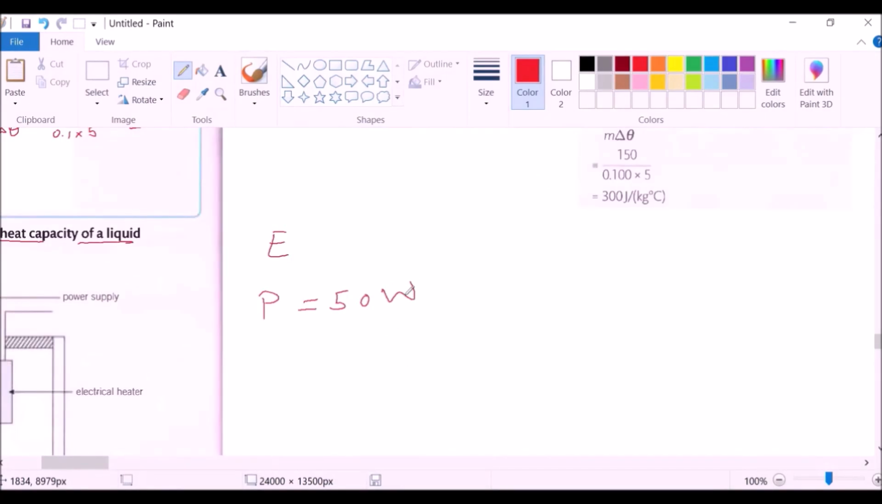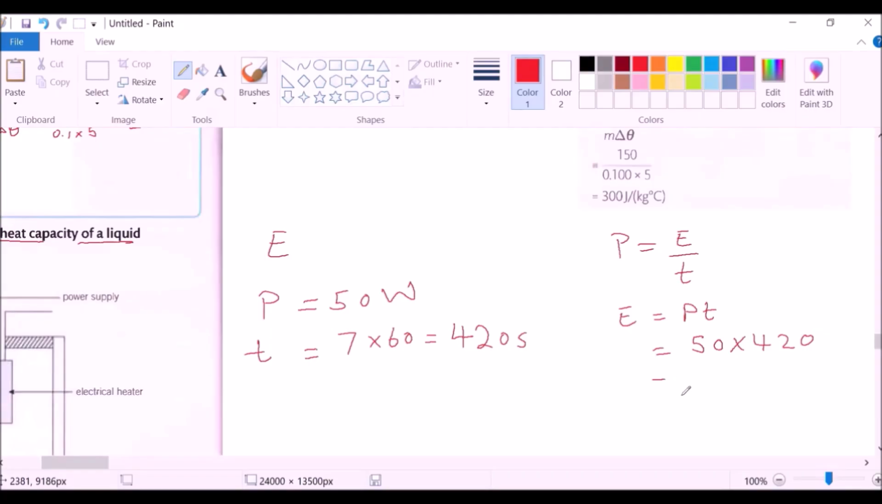Our power is 50 watts, and the time taken, we have been given it, 7 minutes, which is 7 times 60 seconds, which is 420 seconds. Remember, the standard unit of time is the seconds. So we know power is energy over time. So we'll rearrange this equation to get energy is equal to power times time, which is 50 times 420 seconds, which will give us 21,000 joules.